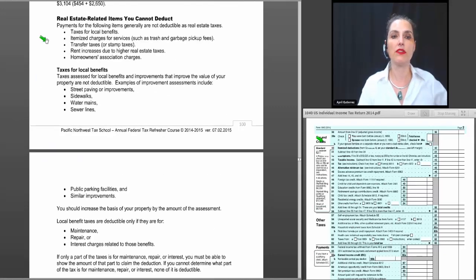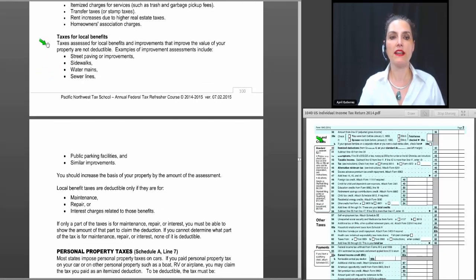Let's look now to some real estate-related items that you cannot deduct. Payments for the following items generally are not deductible as real estate taxes: taxes for local benefits, itemized charges for services such as trash and garbage pickup, transfer taxes or stamp fees, rent increases due to higher real estate taxes, and homeowners association charges.